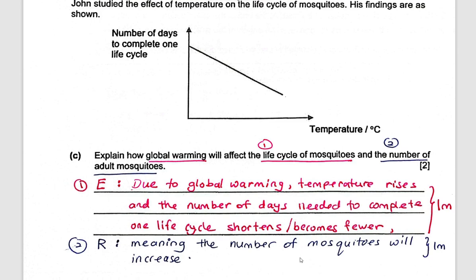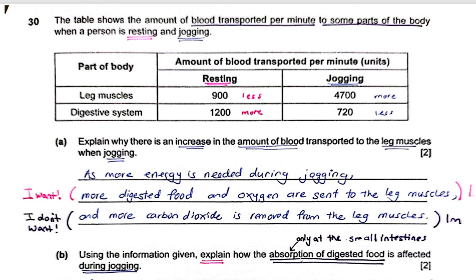Adult mosquitoes will increase. Next, the table shows the amount of blood transported per minute to some parts of the body when the person is resting and jogging. Now, amount of blood transported per minute in units. So when the person is resting, 900 units of blood goes to the leg and 1,200 units of blood goes to the digestive system. So quite clearly, more of the blood goes to the digestive system while the person is resting. But wait a minute, when the person is jogging, you notice a flood of blood, a lot more blood flows to the legs, the leg muscles, and much less blood goes to the digestive system.